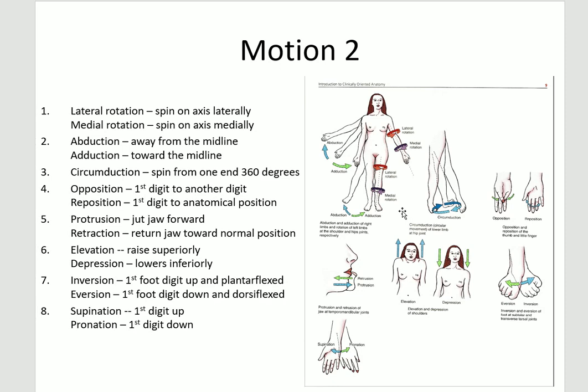Opposition and reposition. So opposition and reposition are fingers only. Think opposable thumbs in monkeys. Your thumb is touching another digit. So your first digit is touching your other digits, your thumb to your fingers. Reposition is repositioning it, putting it back to where it came from, putting your thumb back into anatomical position. Protrusion and retraction. Protrusion would be sticking your jaw out, protruding it, and retraction would be putting it back in place.